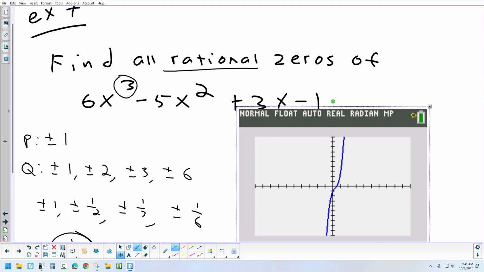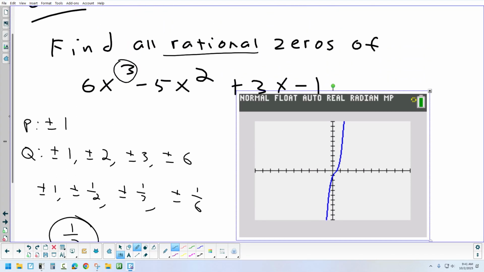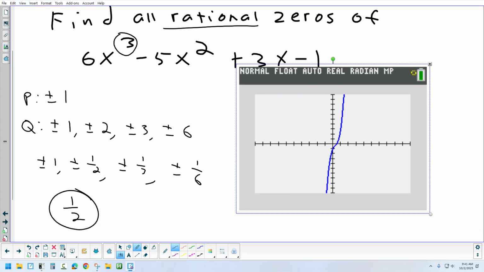Okay. Any question on that one? So we're going to do one in a minute where we actually take this to the next step, which is divide through synthetically and then apply the quadratic formula.